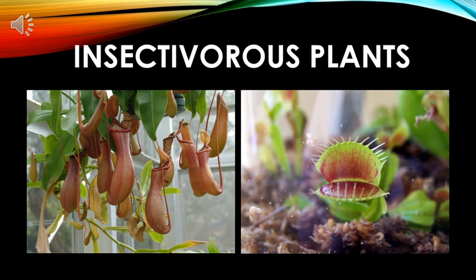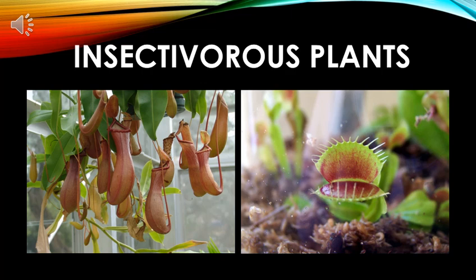Venus flytrap has leaves modified into traps. The inner surface of the leaves has short and stiff hairs. When an insect touches these leaves, the leaves of the flytrap snap shut and the insect gets trapped inside. This is the trapping plant.